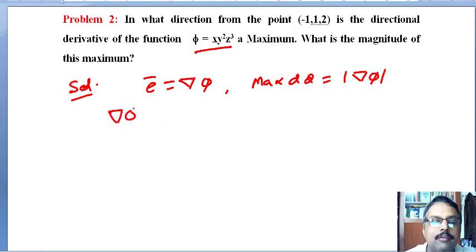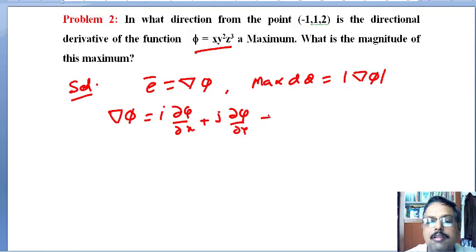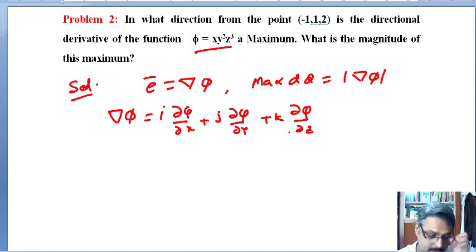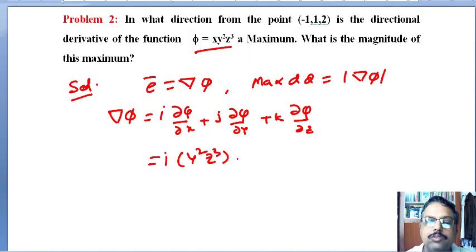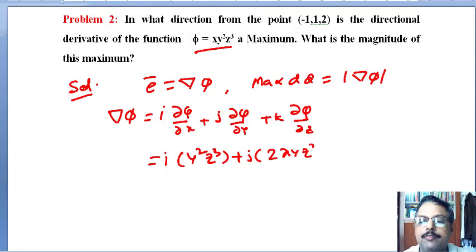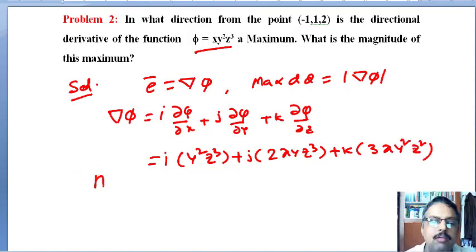Now find del phi. Del phi equals i dou phi by dou x plus j dou phi by dou y plus k dou phi by dou z. Now find the partial derivative with respect to x, y and also z. I into, with respect to x, that is y square z cube, plus j into, with respect to y, is 2xy z cube, plus k into, with respect to z, is 3x y square z square.